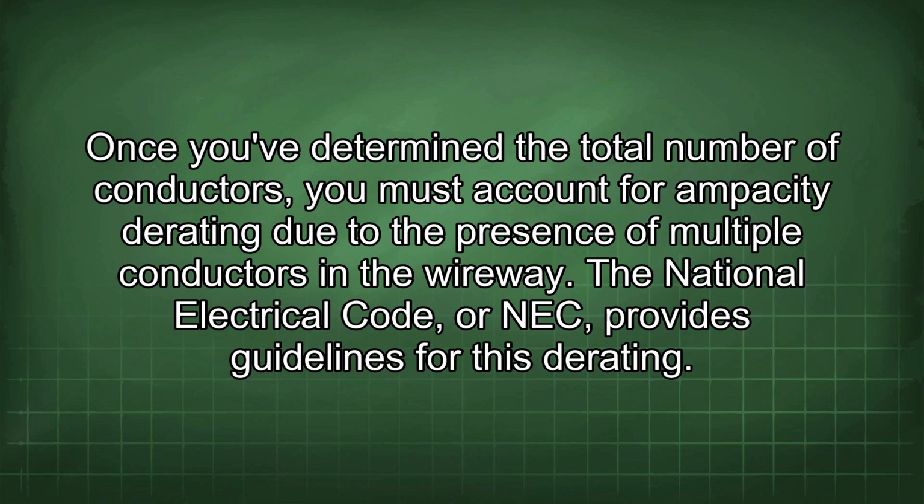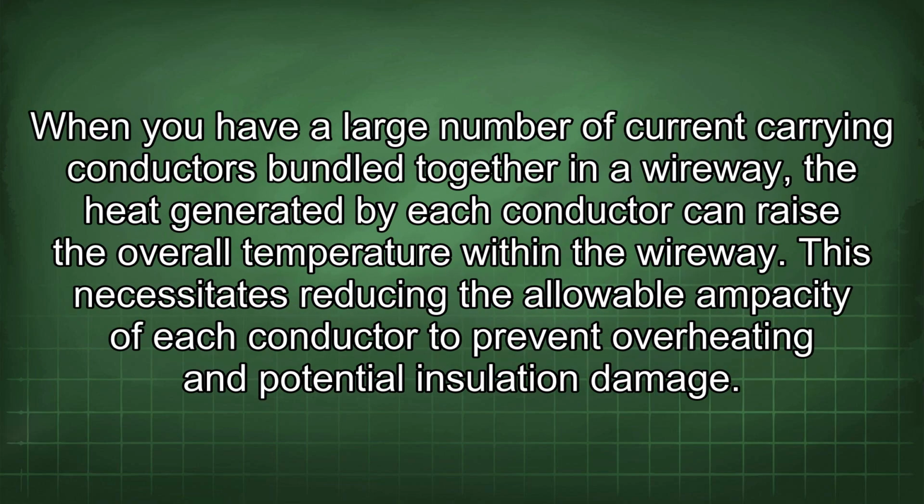Once you've determined the total number of conductors, you must account for ampacity derating due to the presence of multiple conductors in the Wireway. The National Electrical Code, or NEC, provides guidelines for this derating. When you have a large number of current-carrying conductors bundled together in a Wireway, the heat generated by each conductor can raise the overall temperature within the Wireway. This necessitates reducing the allowable ampacity of each conductor to prevent overheating and potential insulation damage.